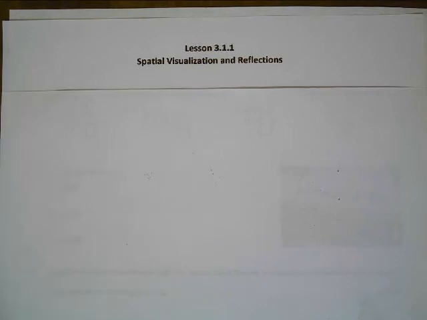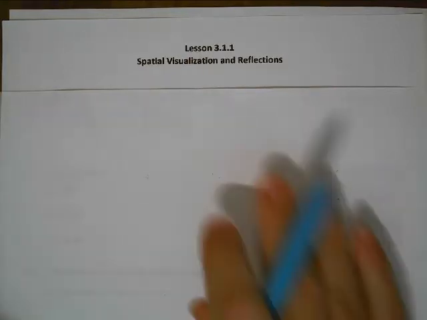All right, we have lesson 3.1.1, spatial visualization and reflections. So what we're going to look at is how can we, in our mind, move shapes around without actually having to move them on the paper. And then we're going to start looking at different types of transformations.